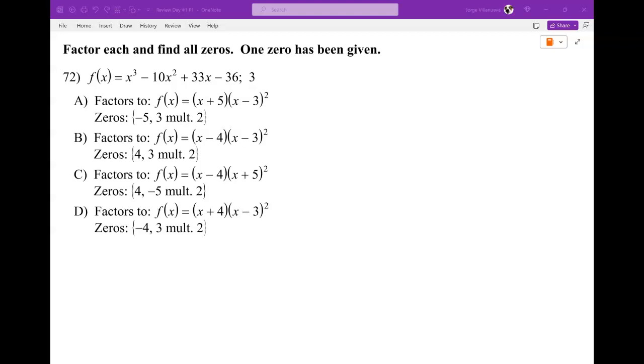All right, so this is day 5 of final exam review for semester 1. We have one more problem to go. Factoring, what does it say? Factor each and find all the zeros. 1 0 has been given.